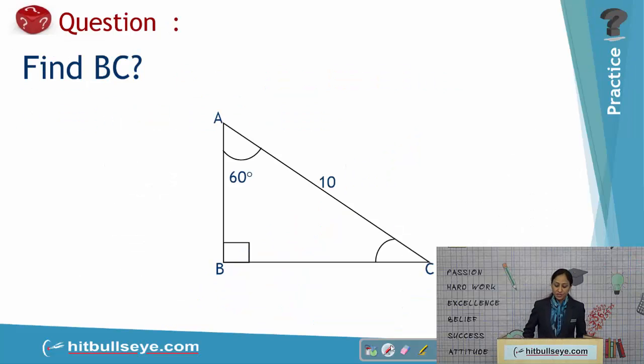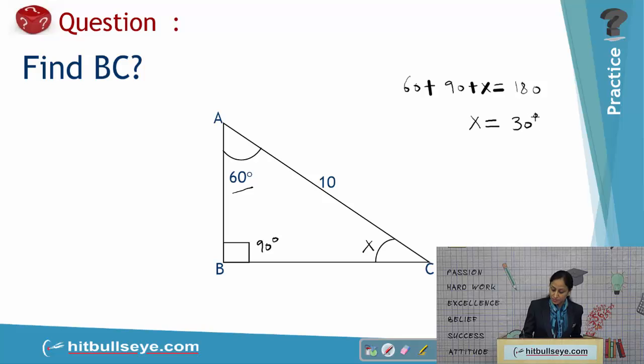Now, in this question, we are given that this angle is 90 degrees. This angle is given to be 60 degrees. And if I call this angle as x, and we know that sum of the interior angles of a triangle is always 180 degrees. Therefore, the angle x comes out to be 30 degrees.